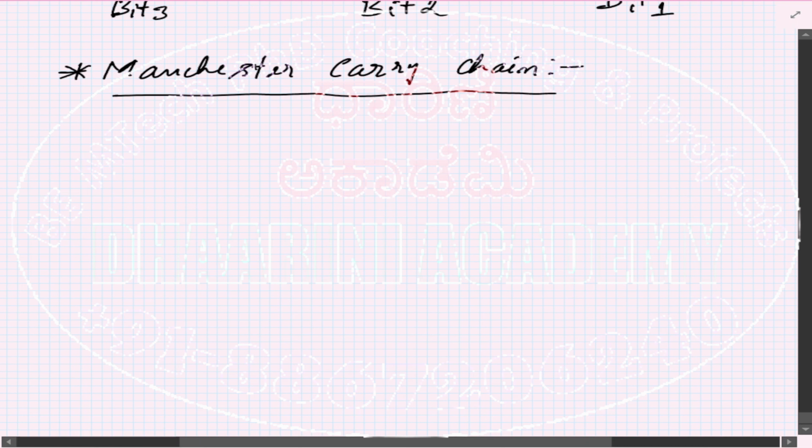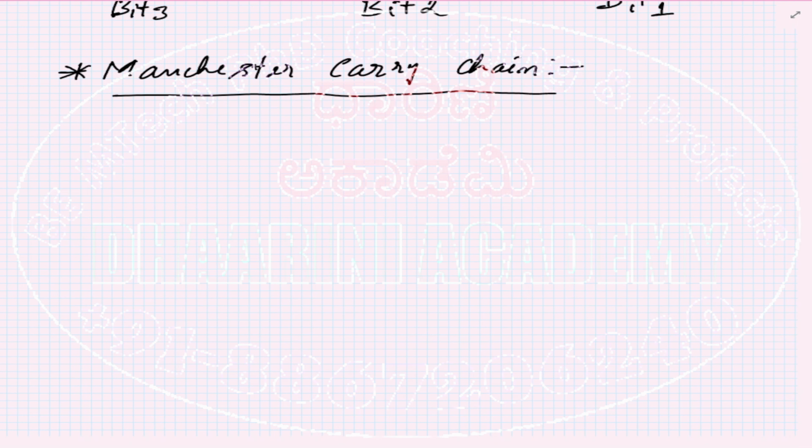Alright, so let me write the Manchester carry chain. It's an adder element. Now you can see that in the previous discussion, the carry is passing through the complete circuit. Carry goes from one stage to the second, second to the third, third to the fourth, and so on. So you see that it is actually passing through the transmission gate.